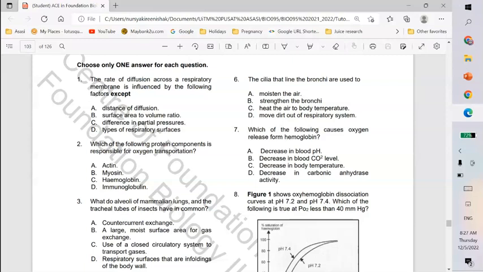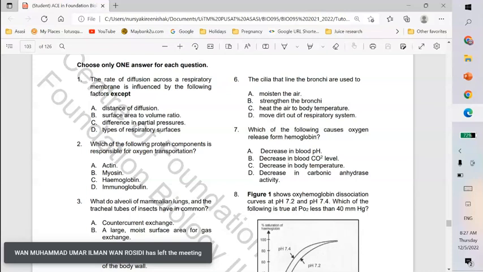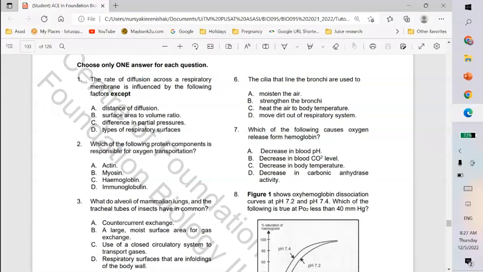Okay, so can the first person, which is Afrina, can you do question number one, read the question, answer and explain a bit?